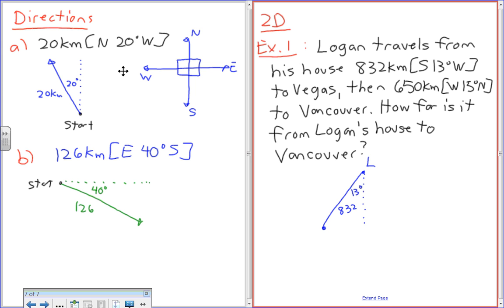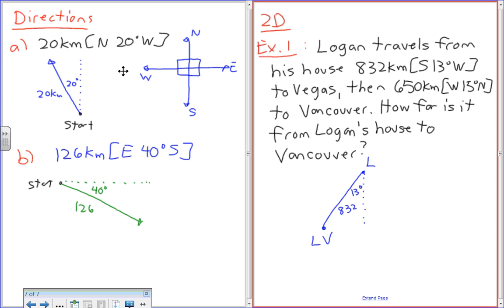It just goes dot to dot, the 832, from here to here. What's the bottom dot going to be called? Vegas. So there's Las Vegas and Vancouver. LV: Logan, Las Vegas, and Vancouver.